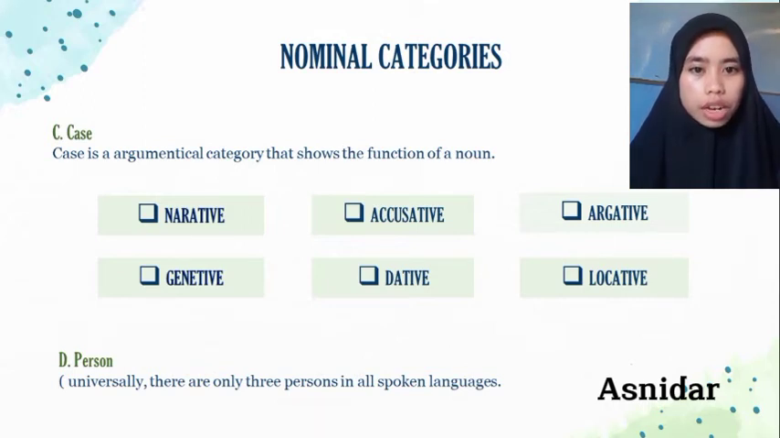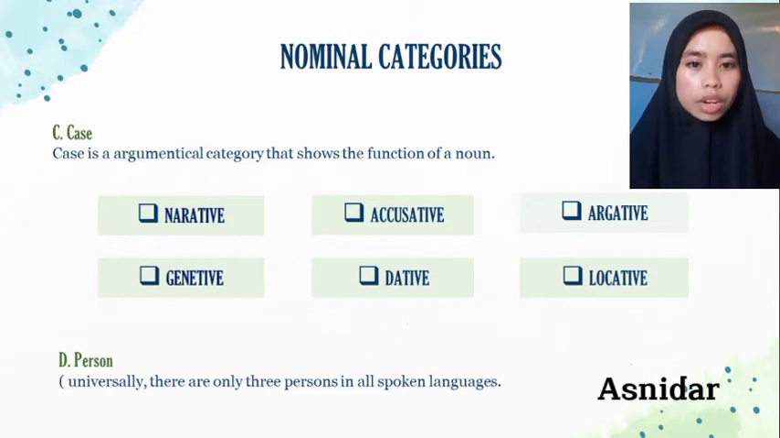3. Ergative. A verb which can be used either transitively to focus on the person who performs an action, or intransitively to focus on the thing affected by the action. 4. Genitive. The possessive form of a noun. 5. Dative. The noun or noun phrase which refers to the person or animal affected by the state or action of the verb is in the dative case. 6. Locative. The noun or noun phrase which refers to the location of the action of the verb is in the locative case.